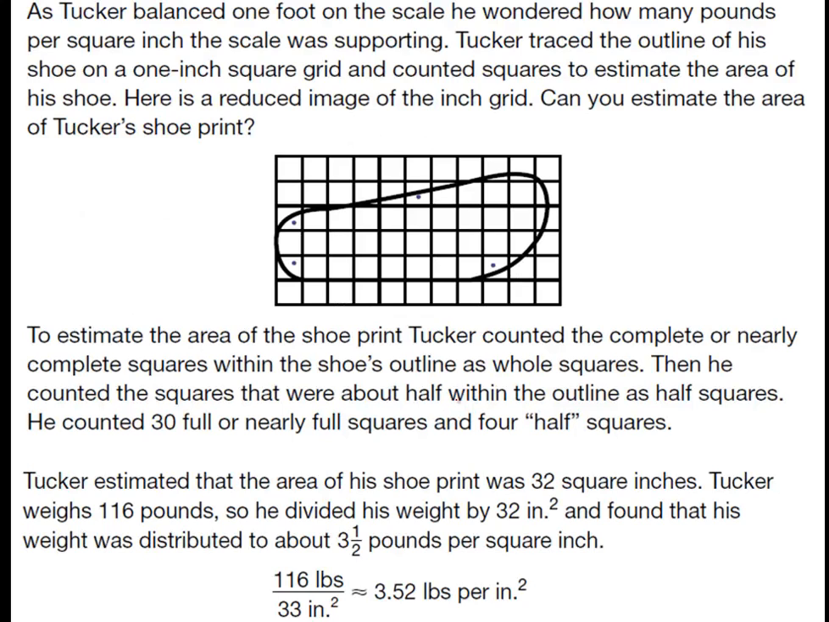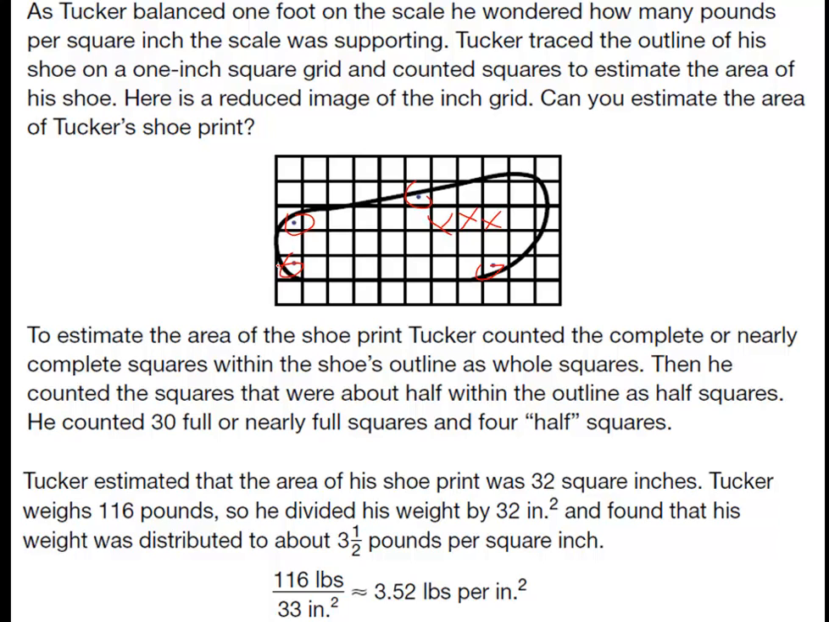Here we've got a footprint of Tucker. He balanced on 1 foot on a scale, and he wondered how many pounds per square inch he was being supported. So after he weighed himself, he put his foot on this 1-inch graph paper and outlined his foot to see how many square inches his foot took up. For each, he counted these all as whole ones, right? And then these are just partials, or what we call halves. And he totaled them all up, added the halves, and came up with 32 square inches. There's 30 whole ones, and then 4 halves make it 32. So he knows there's 32 square inches to his foot.